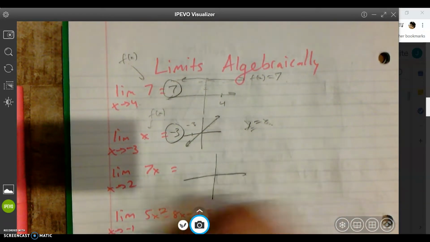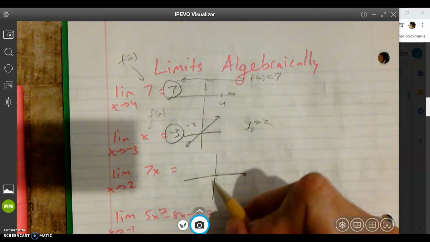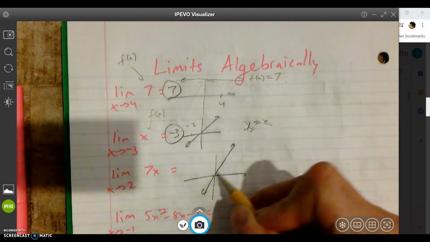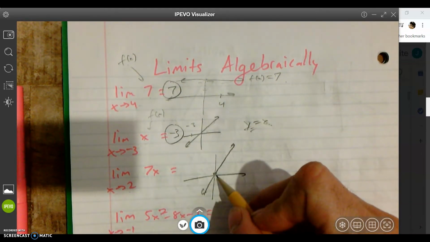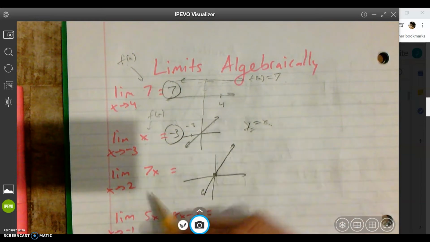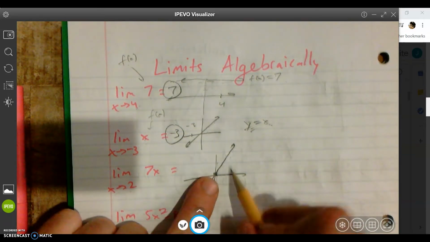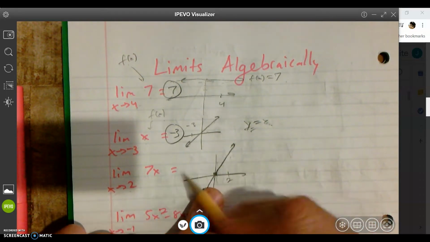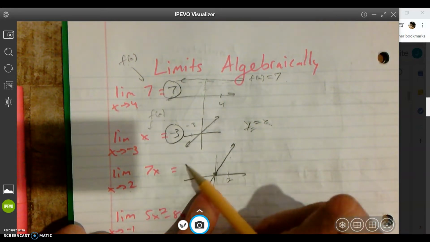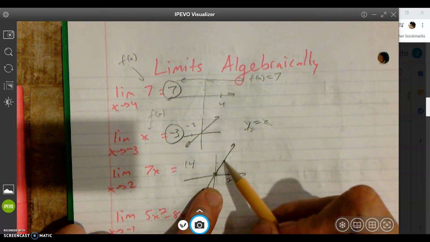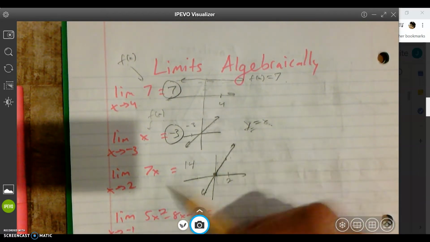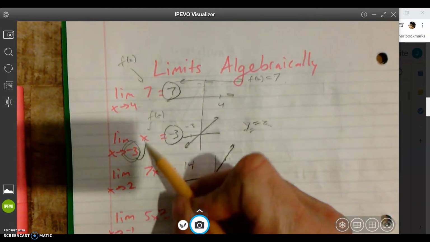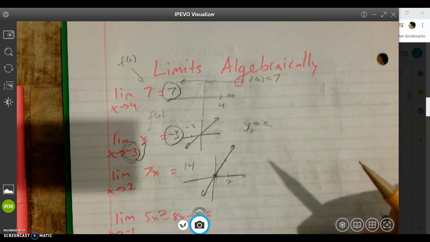Next one, limit as x approaches 2 of 7x. All right, so that means the slope is really steep at 7, up 7 over 1, from the y-intercept. As x approaches 2, what's the y value? Well, I'm just plugging this in here. 7 times 2 would be 14. Bam. Got it. Since it's not a piecewise function, I'm just plugging the x value into my function, and I'm looking for the y value. That's it.